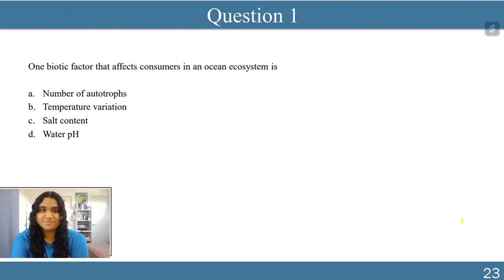Question 1 for you here is one biotic factor that affects consumers in an ocean ecosystem is what? So I will give you guys a minute to do this question before going through the answer. Please pause the question, get the answer done, and then I'll go through the answer now. So, is it A, the number of autotrophs, B, temperature variation, C, salt content, or D, water pH?